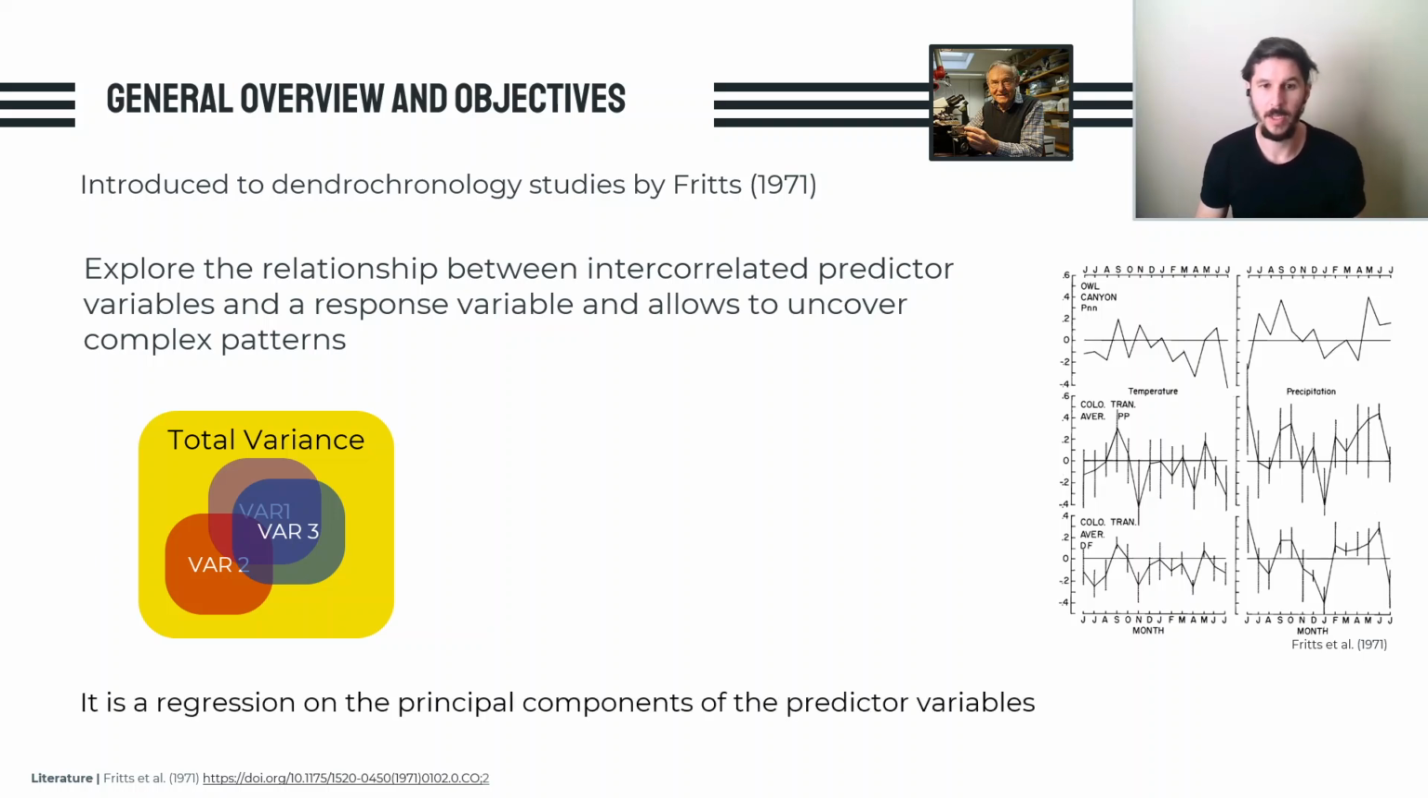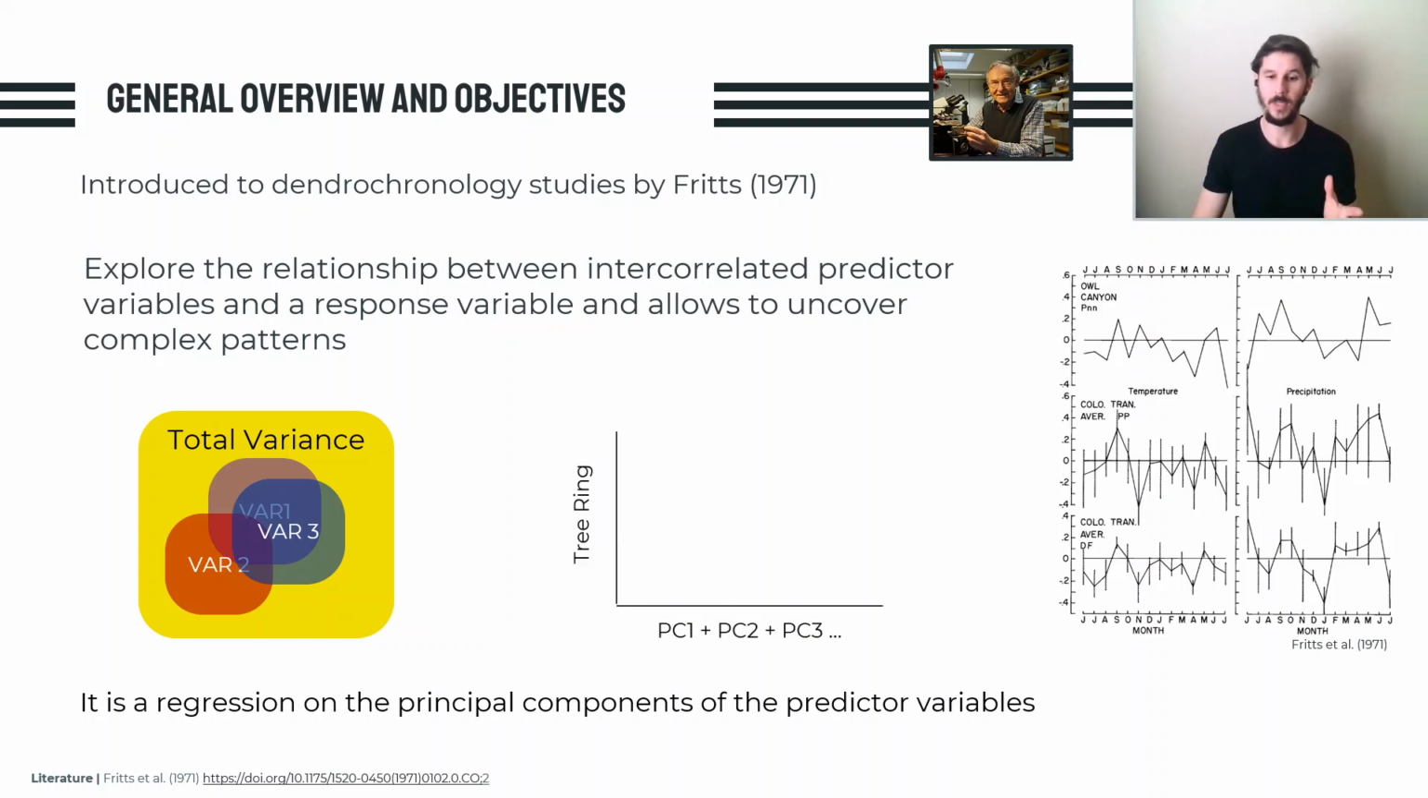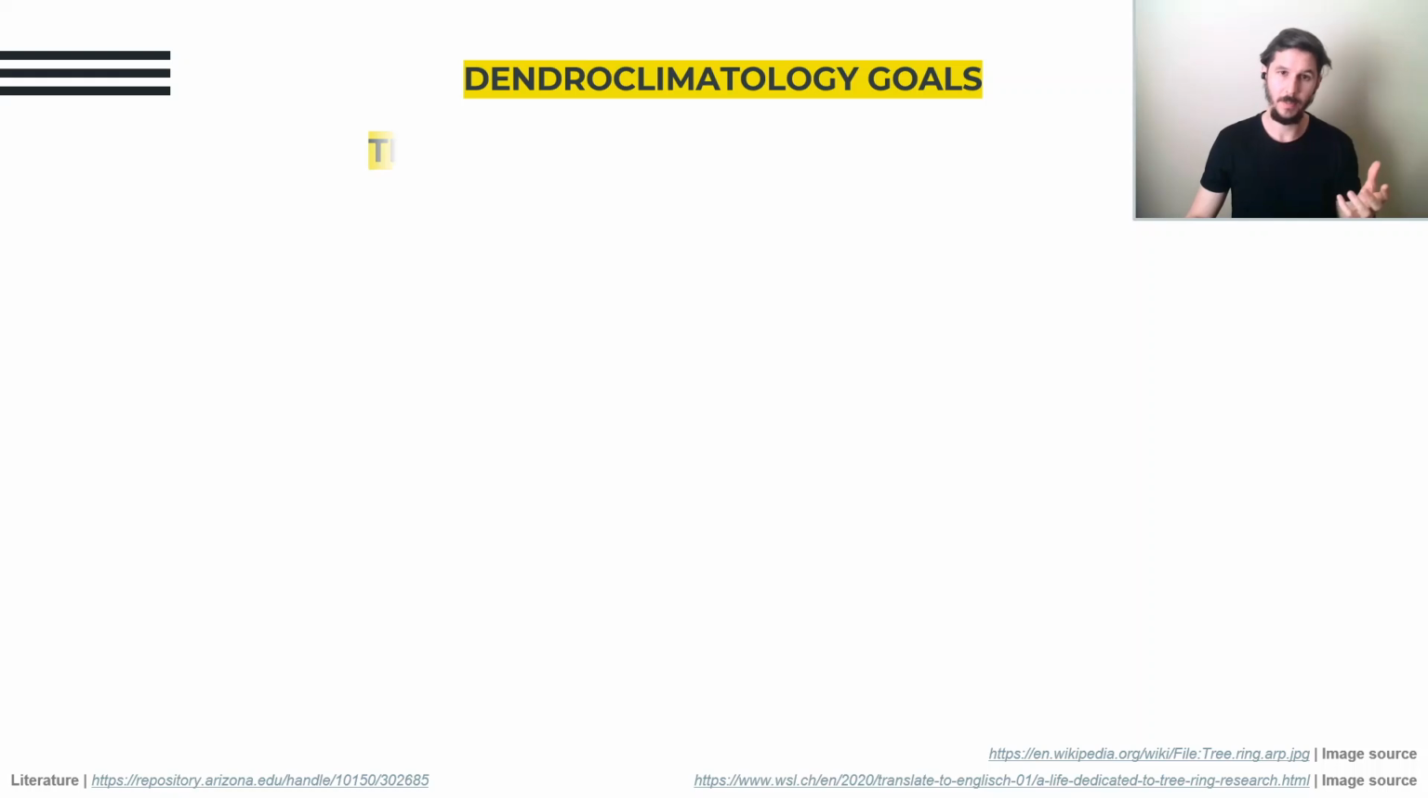So one way to go around this, proposed by Fritz, was to use regression, do the regression of the principal components instead of the original variables. So you take your tree rings, your millimeters, and regress those on the individual principal components. And this would get rid of those correlation problems, right? So to understand a bit more of the issues that are faced and how this technique works, we need to learn about what we're trying to achieve.